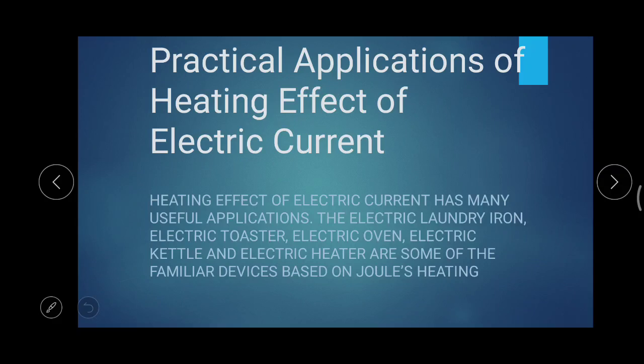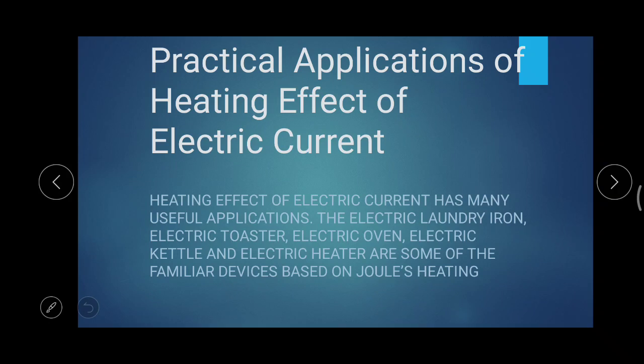Hi dear students. In the last class we studied the heating effect of current, and we discussed the demerits of the heating effect, because a huge amount of energy will be lost in the form of heat energy. That was one of the major demerits of the heating effect.